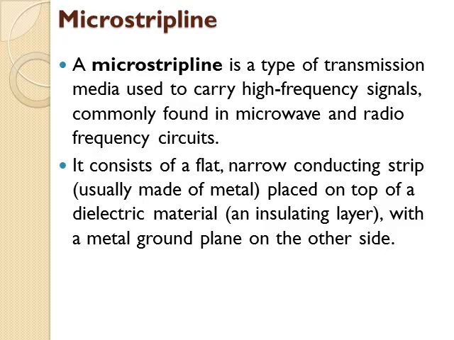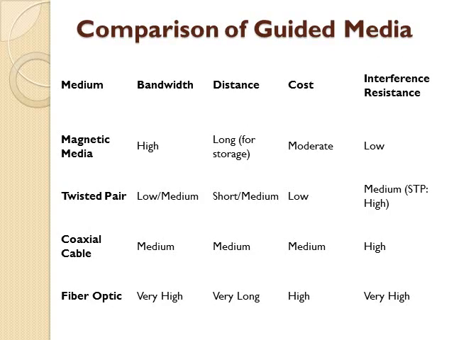Microstripline is a type of transmission medium used to carry high frequency signals, commonly found in microwave and radio frequency circuits. It consists of a flat, narrow conducting strip placed on top of the dielectric material with a metal ground plane on the other side. This is a comparison of various guided transmission media.